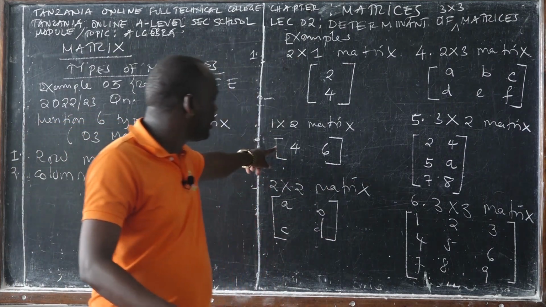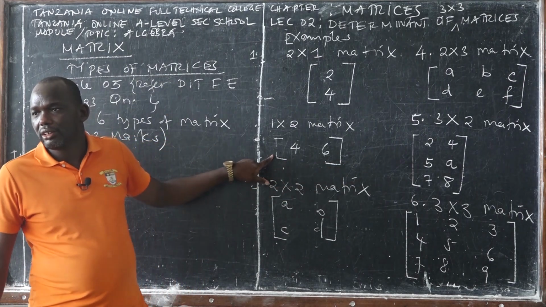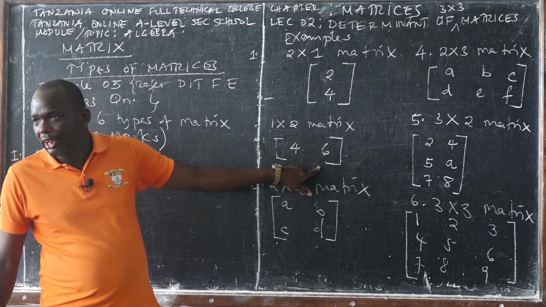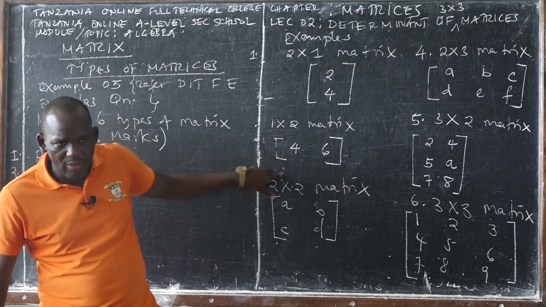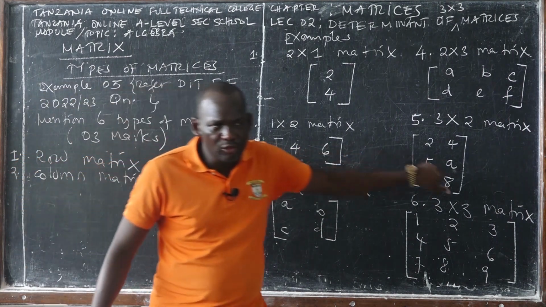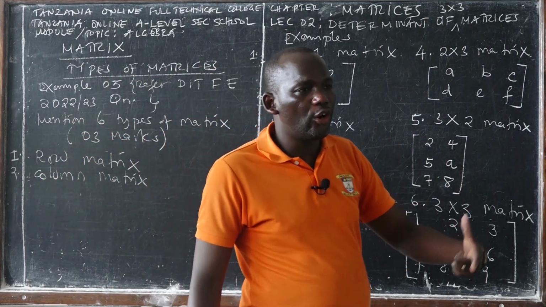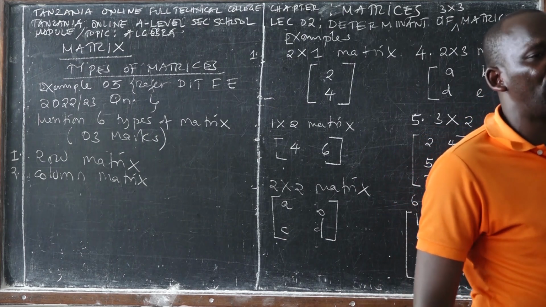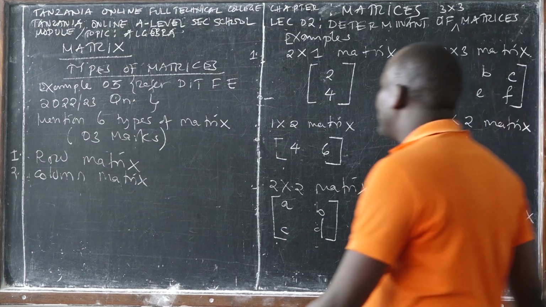For instance, this one. How many rows do you have here? Only one. How many columns do you have? 1, 2. Right? 2 columns. We may have 3 columns, 4 columns, 5 columns. But single what? Row. So that matrix we call it row matrix, or some we call it row vector. We have row vector and column vector. Class, are we together? Yes.